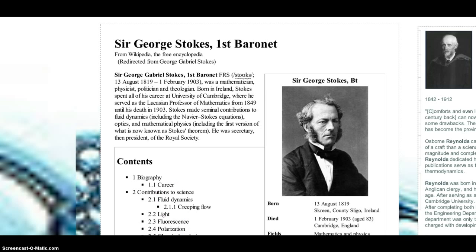Sir George Gabriel Stokes, born 1819 and died in 1903, was a mathematician, physicist, politician, and theologian. Thank you, Sir George Stokes, for the Reynolds number.